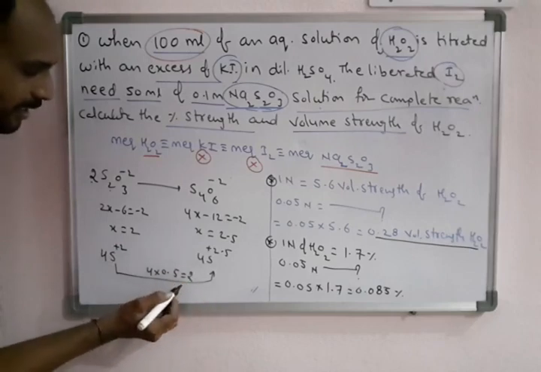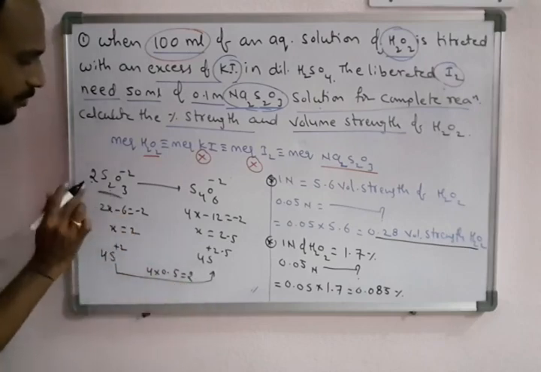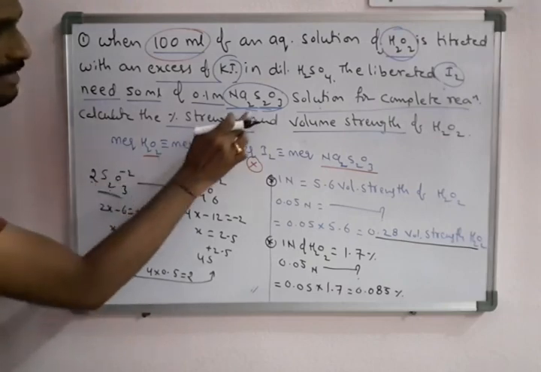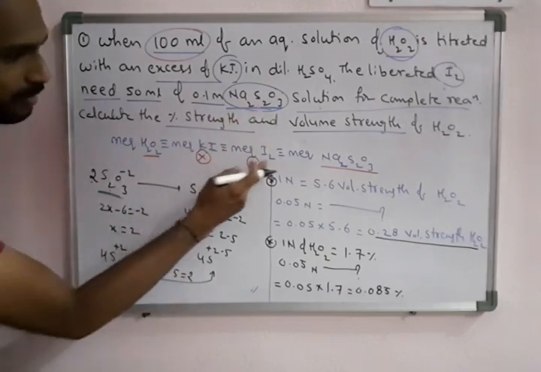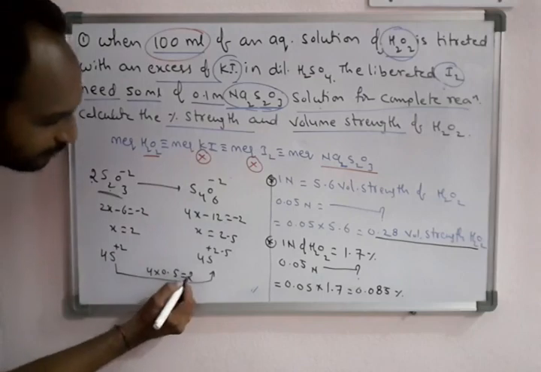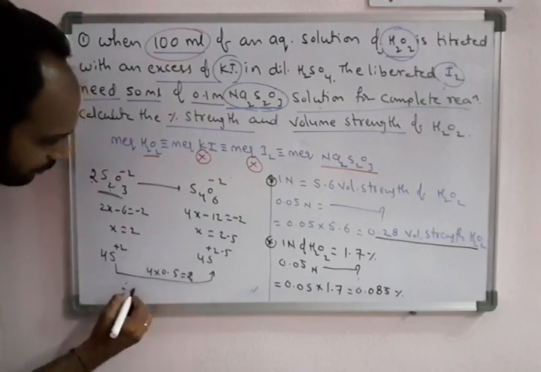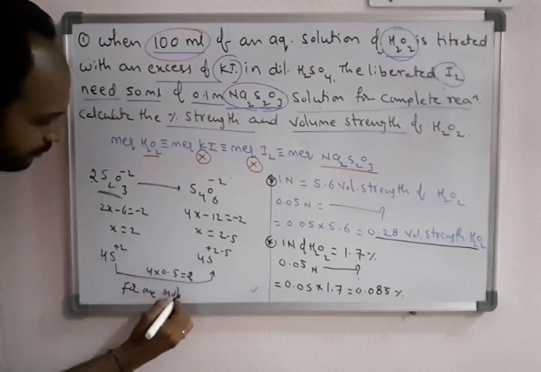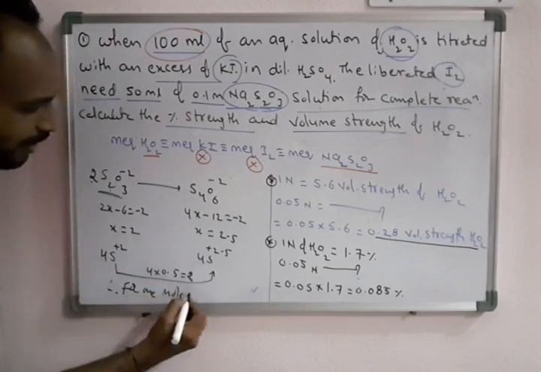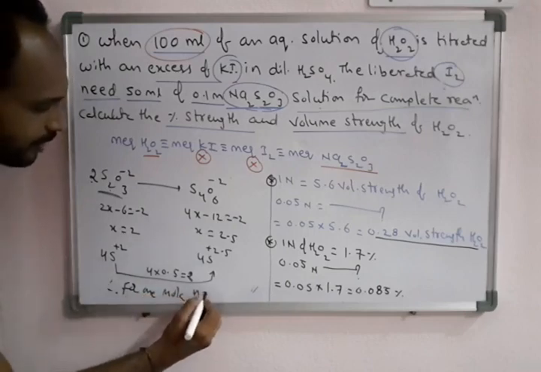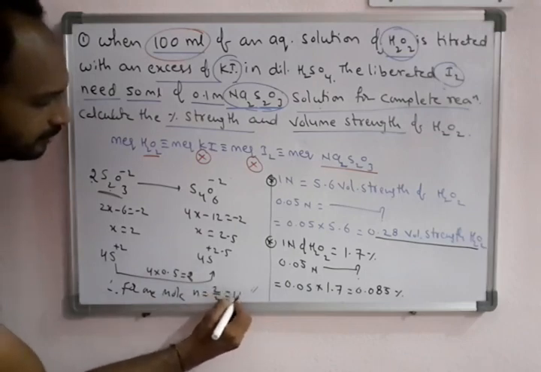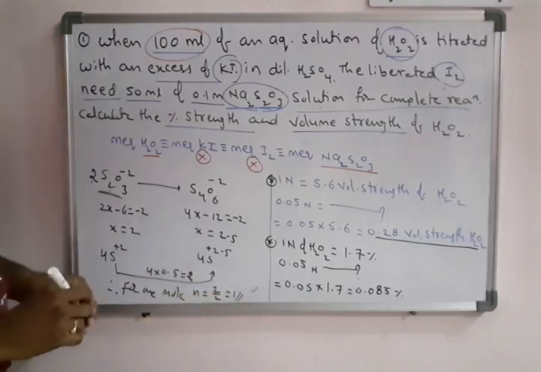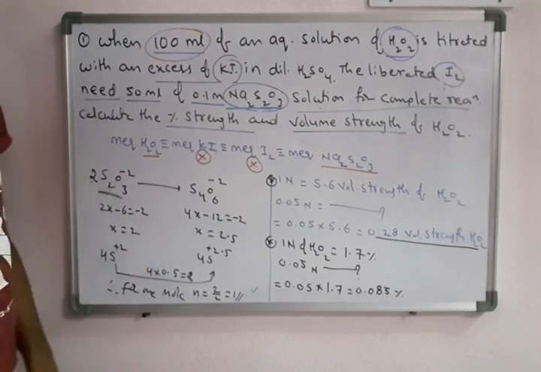So this is calculated for 2 moles of thiosulfate. But here it is given only 1 mole. Generally equivalent weight we calculate for 1 mole. So therefore, for 1 mole, N factor is equal to 1. Okay, write down.